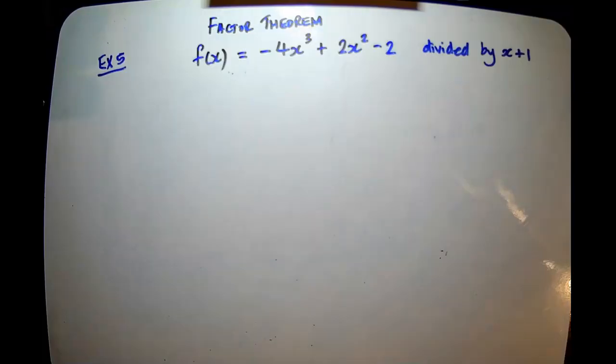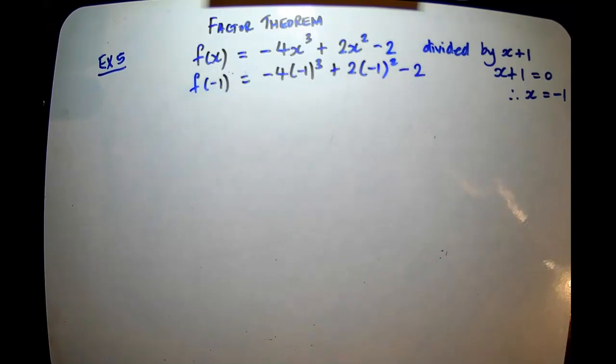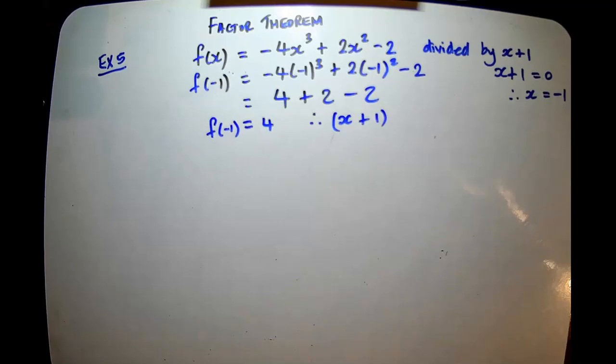Next, we're looking at the factor theorem. So example 5, f of x is equal to minus 4x cubed plus 2x squared minus 2 divided by x plus 2. So first thing, we have to solve for x. So x is equal to minus 1. Now we're going to substitute f of minus 1 into the equation. Plug it all in into our calculator. We're going to get 4 plus 2 minus 2. That's going to give us our answer of 4. So f of minus 1 is equal to 4.